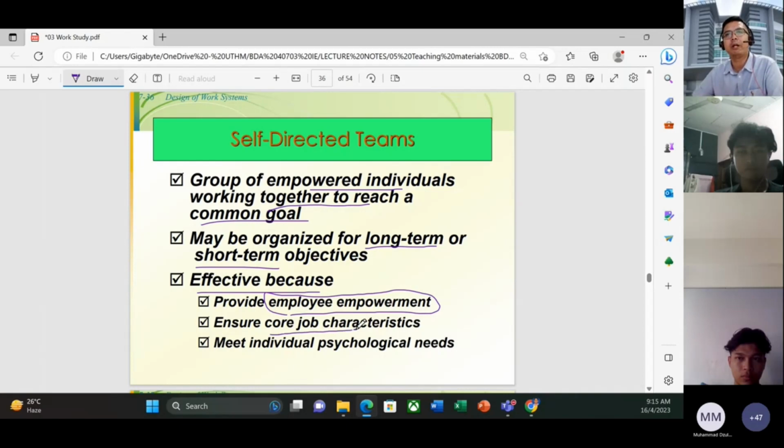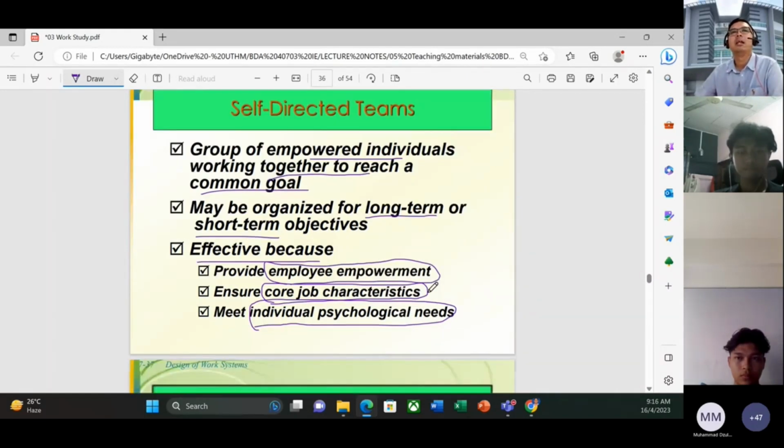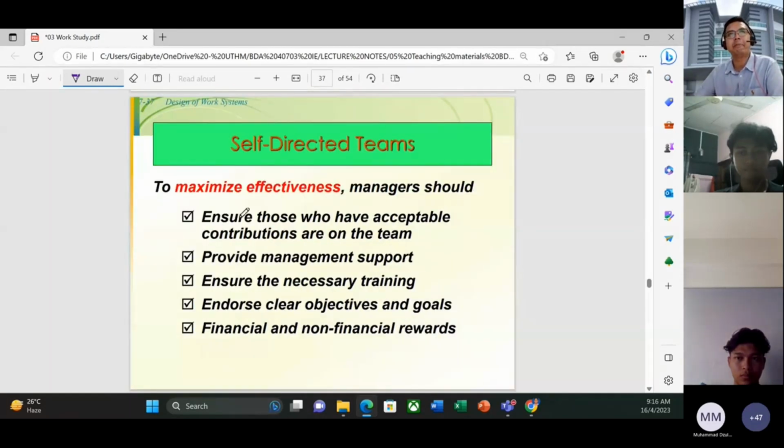And to ensure the core job characteristics, you can design the core job characteristics for each work element and meet individual psychological needs. You can look at specific work tasks, design them, and reduce repetitive work. To maximize effectiveness, managers should ensure those who can make an acceptable contribution are on the team, and provide management support.